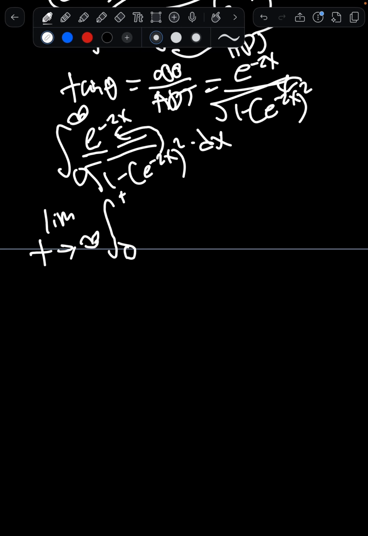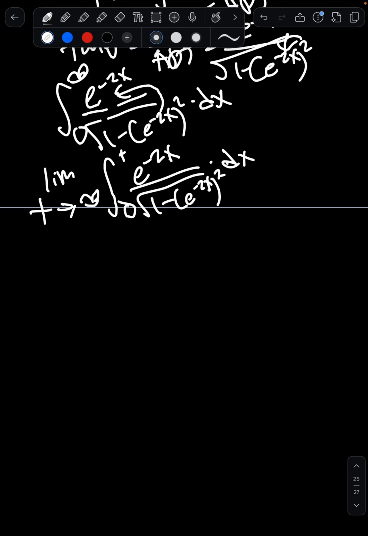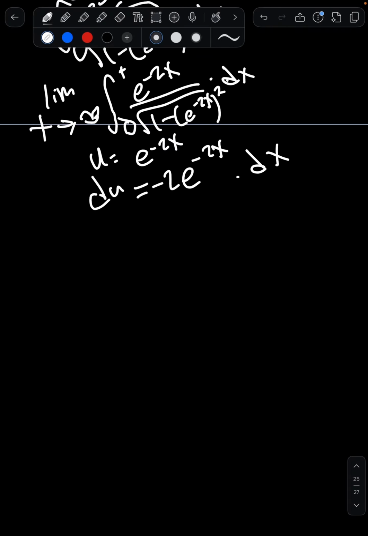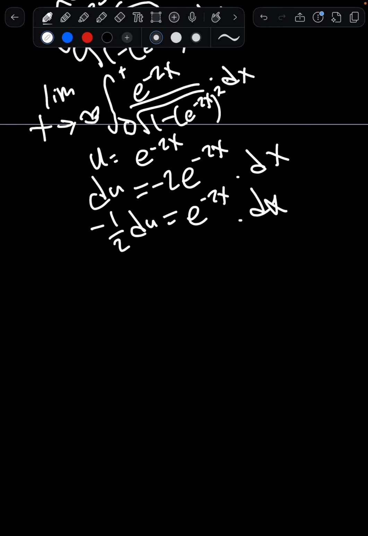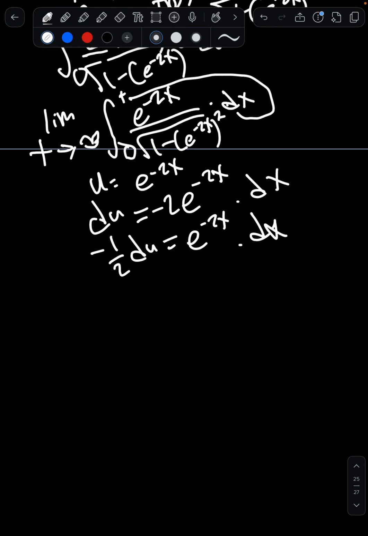So now we just rewrite what we had above, copy paste this down here, and you should be able to look at it and realize that we can just let u equal e to the negative 2x, right? And take the derivative of u using the chain rule. We get negative 2 e to the negative 2x times dx. Isolating for e to the negative 2x times dx, we get negative 1/2 du equals e to the negative 2x times dx. Now if you look at this numerator, it matches this perfectly.